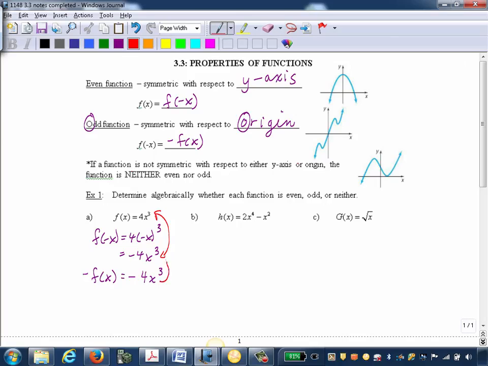Now I'll compare that. I'll compare my negative f of x to my f of negative x. Well, these two are the same, so that tells me that this function is odd.